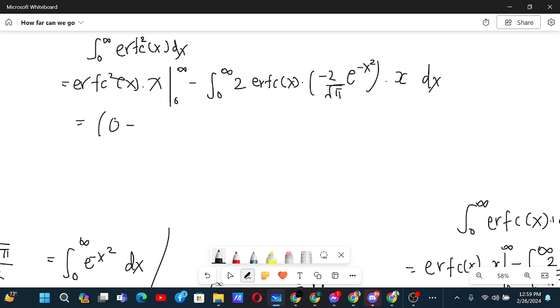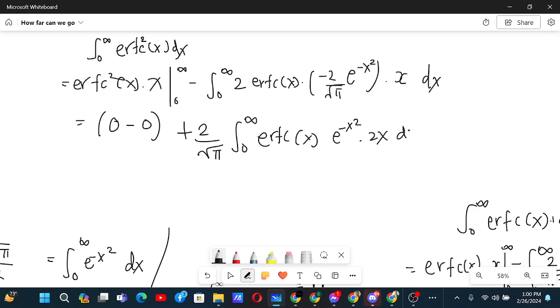Also over here, 1 times 0 is also 0. And here, minus minus will be plus again. Now we can take 2 by root pi outside. Integral from 0 to infinity, we have erfc of x, and over here we have e to the power minus x square times 2x dx. So e to the power minus x square 2x dx, and then erfc of x. So we have these items.